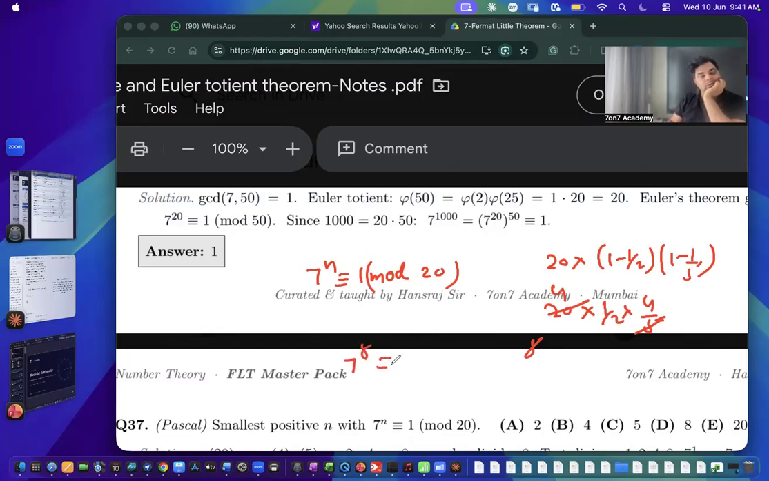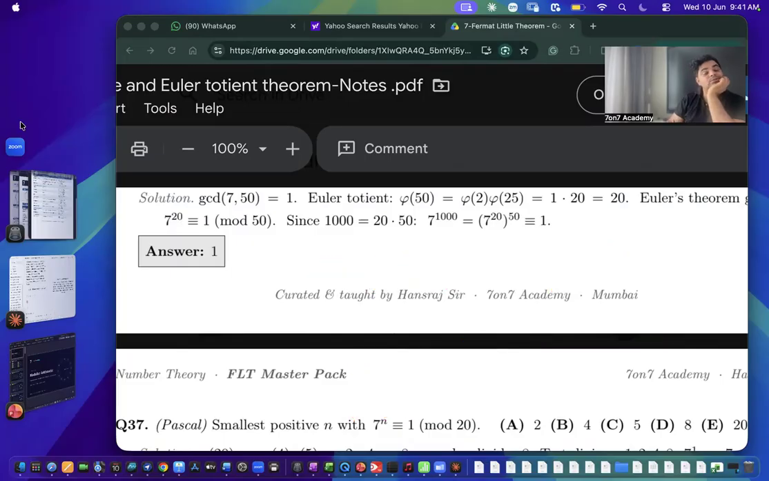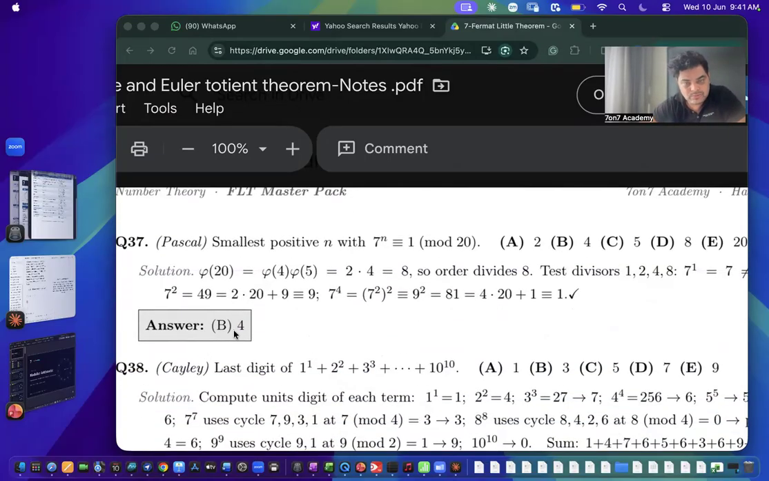7 raised to 8 congruent to 1 mod 20, which is up to some extent right, because 2401 will also give the same remainder 1. So Euler's function if you apply, but there are smaller values also which give you the same remainder.